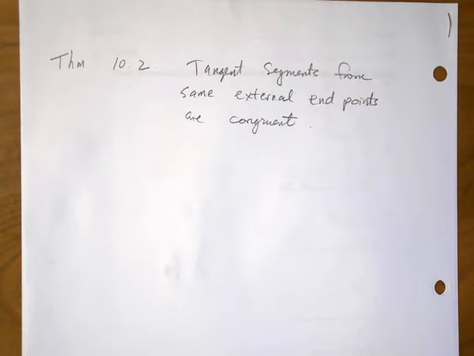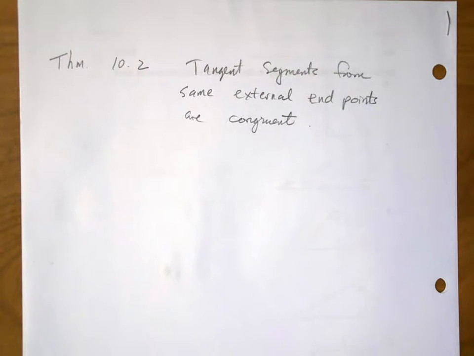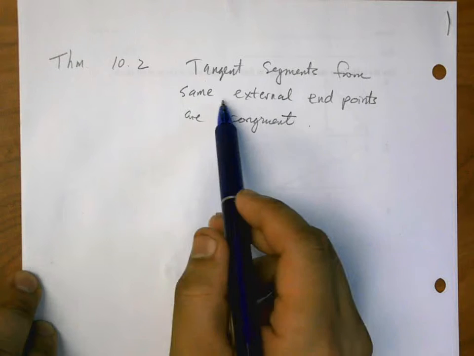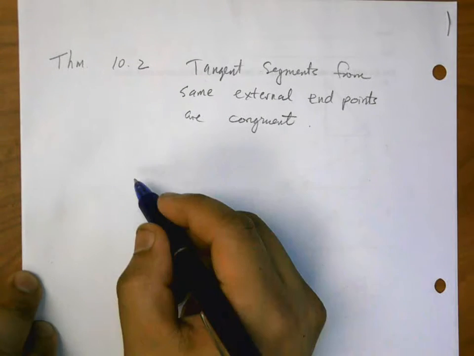Hello geometry students, welcome to the continuing series of videos on circles and tangents. In this video I'm going to discuss one more theorem and then do some example problems. So let's say this is saying the tangent segments from the same external endpoints are congruent.